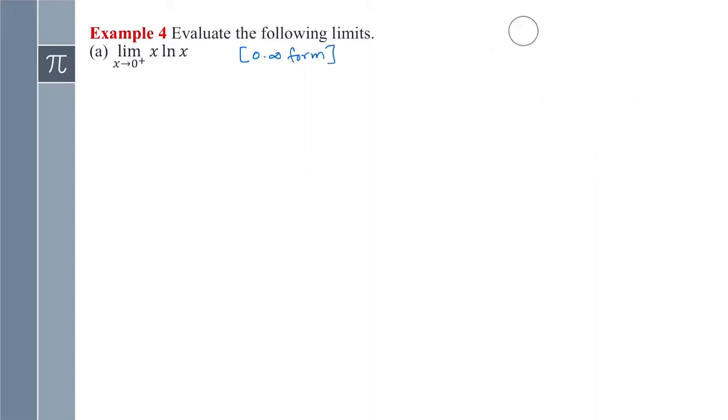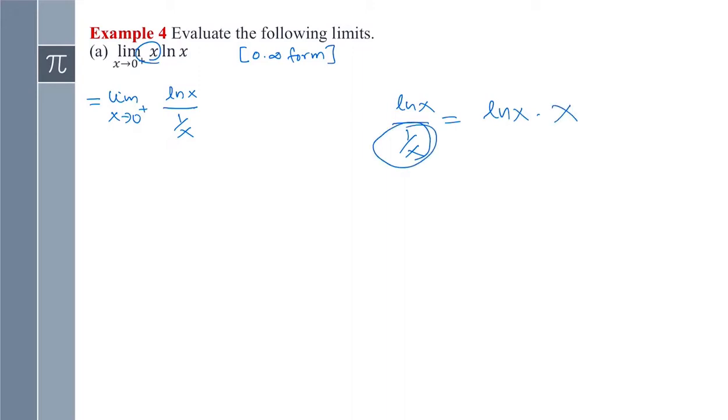Now here we can rewrite this as the limit as x approaches 0 from the right of natural log of x divided by 1 over x. Basically it's the same thing algebraically, because when you divide by 1 over x, you are going to do natural log of x times the reciprocal, which is x. That's what we have, x times natural log of x. It's not really going to change any value, but it's going to change the form.